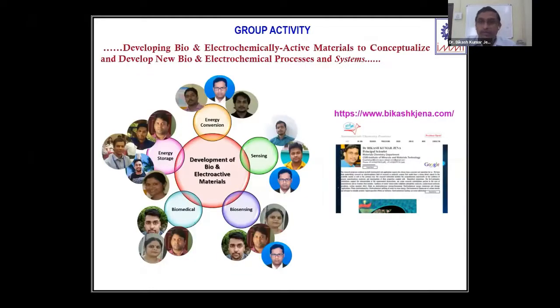So this is my group. Some students are working with me. Our group activities involve developing bio and electrochemical active materials, and we conceptualize those materials for the development of bio processes and electrochemical processes for different applications, mainly biomedical applications, biosensing, sensing, energy conversion, and energy storage. We check all kinds of applications with the materials we develop. You can find a lot of detailed information on my website here.